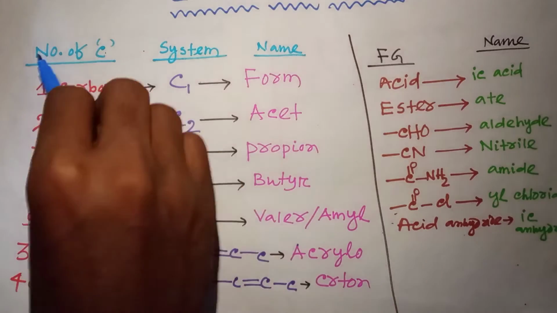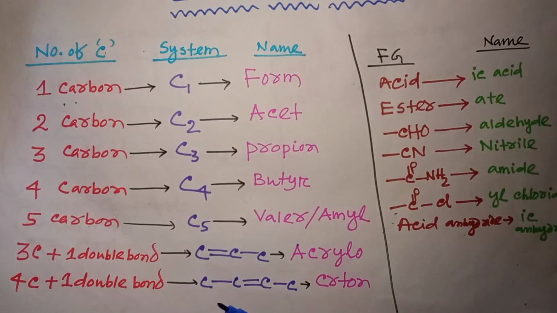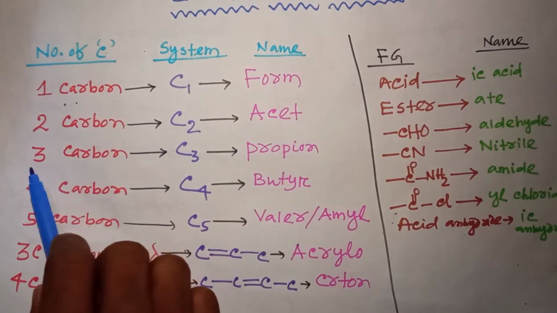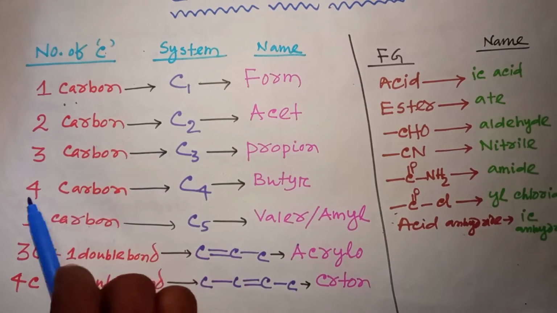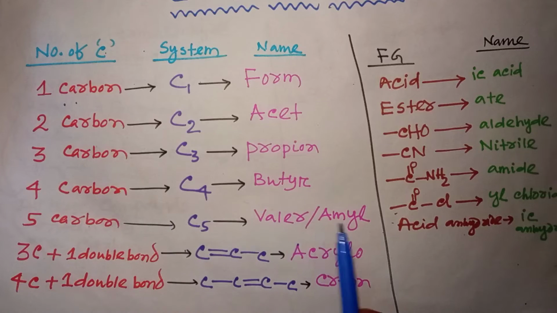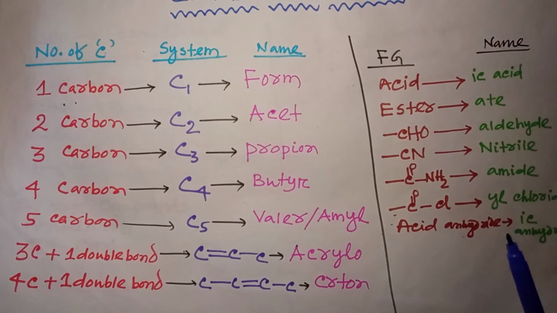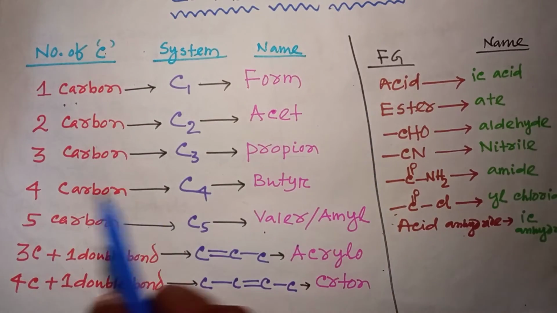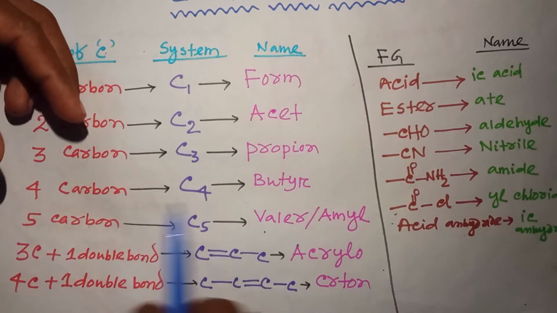You have to see the number of carbon atoms in the particular compound whose name you have to give. For 1 carbon form, 2 carbon acet, 3 carbon propion, 4 carbon butyr, 5 carbon valer or amyl. For 3 carbon containing 1 double bond you use the word acryl, and for 4 carbon plus 1 double bond you use the word croton. And this naming system is only for these compounds. So let's see an example.